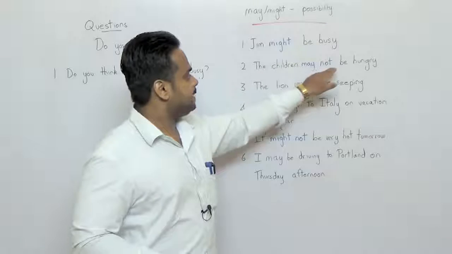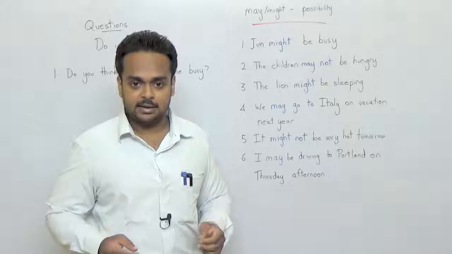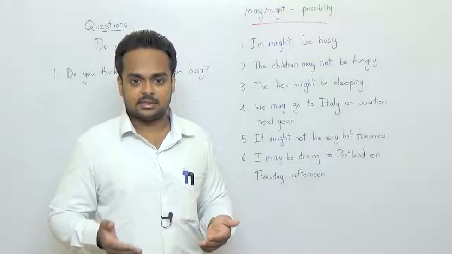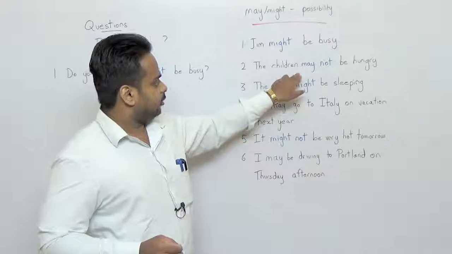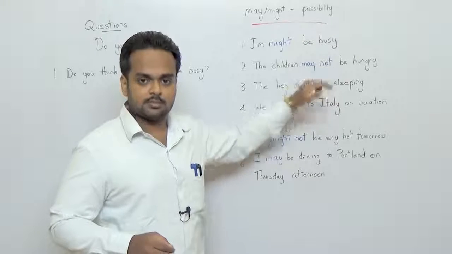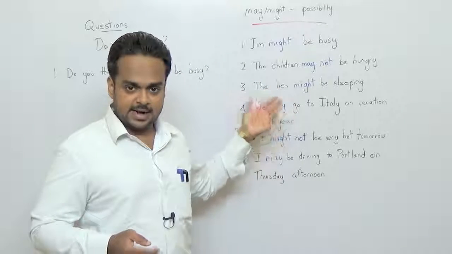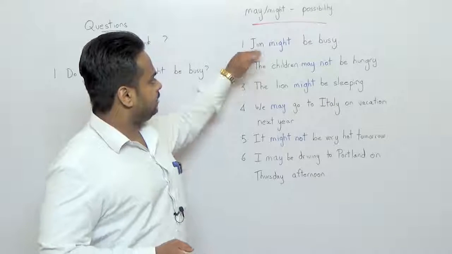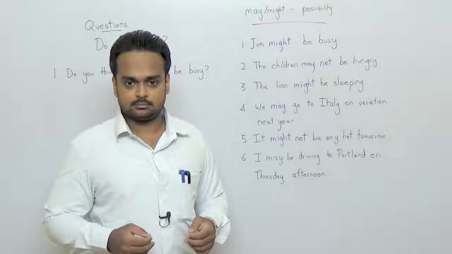And you notice this be over here. It's very common to use maybe or might be when we're talking about the present and we're making guesses about the present tense. In the second example, you will notice that we've used may not. And we've used that to make a negative. You can make any of these sentences a negative simply by adding not after may or might. So Jim might not be busy, or the lion might not be sleeping, etc.